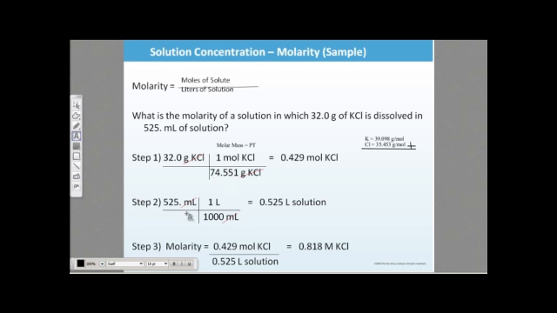For the second step, we're doing the same type of thing. We have 525 milliliters, and we need it in liters. So our conversion, 1 liter equals 1,000 milliliters. And again, we put the liters on top, milliliters on bottom, so that the milliliters cancel out. And we end up with 0.525 liters of solution. Now we have everything in the correct units. We just plug into our formula. 0.429 divided by 0.525, and we end up with 0.818 molar, is how we say that, KCl.